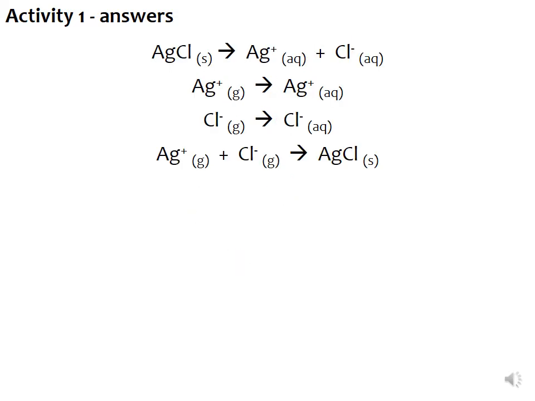The second one is a little bit more complicated. Again, we're going to go with the first reaction. I'm going to put AgCl solid. State symbols are important for this one. Forming Ag+ aqueous and Cl- aqueous.